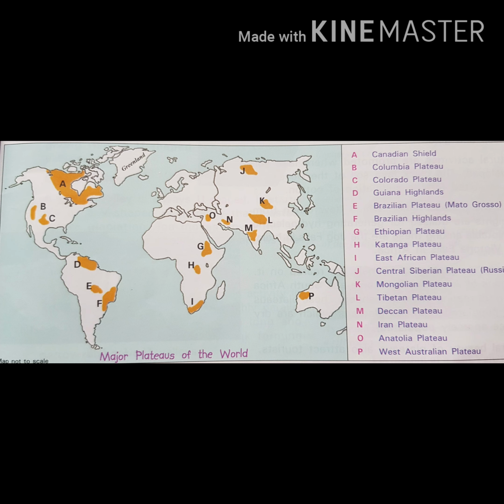Some of the plateaus are quite high, but they do not have pointed peaks like mountains. The Tibetan Plateau is the highest plateau of the world. Large parts of Africa, Australia, Asia and North America are occupied by plateaus.